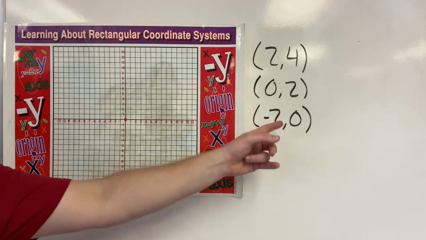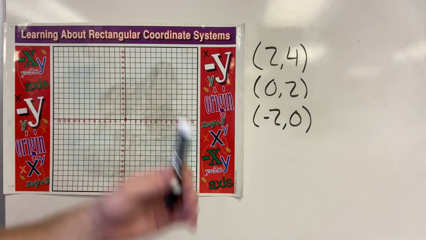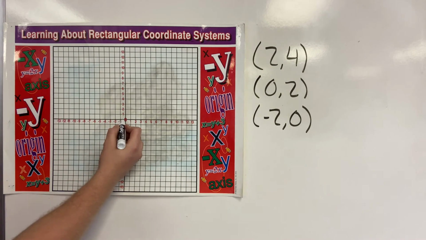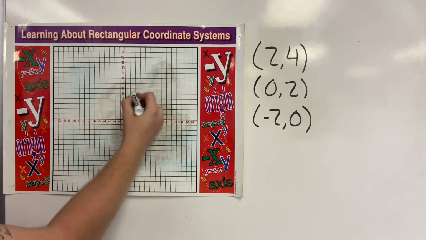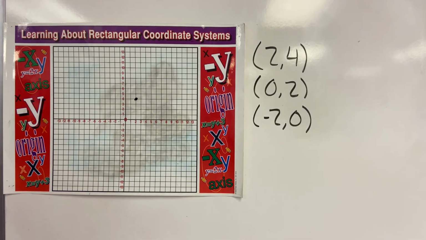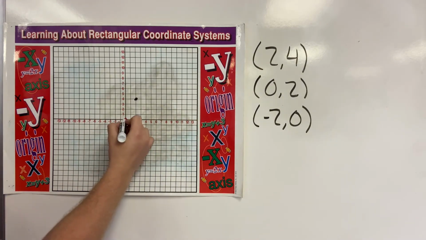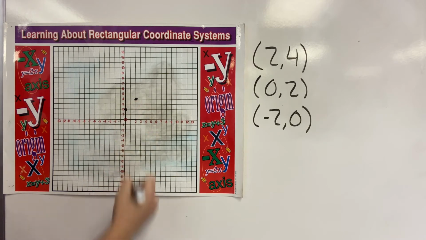All right, here are our 3 points that we got from our table over in example 4. The first thing we're going to do is plot these points on the graph, just like we've done in previous examples. So the first point, 2, 4. We're going to start at the origin, go over 2, and then up 4, and put a dot there. Next we have 0, 2. Remember, 0 means that we're not moving left or right anywhere, but then we're going up 2, 0, 2.